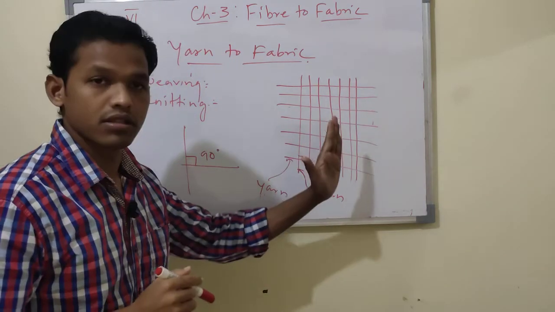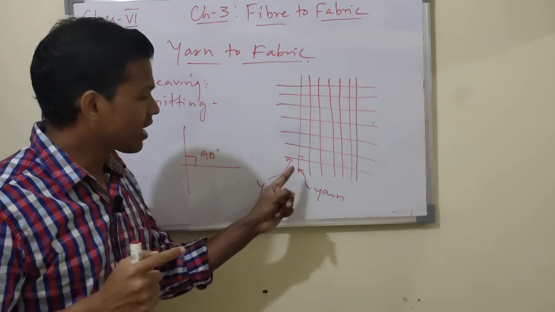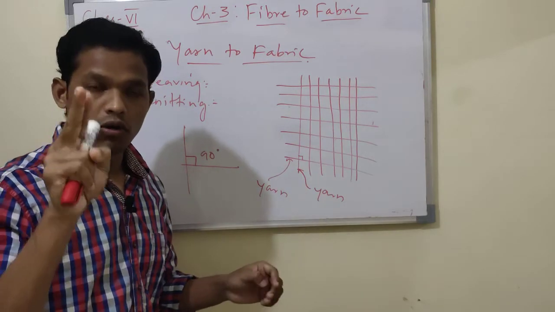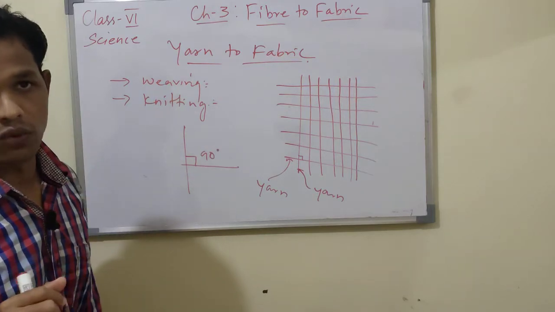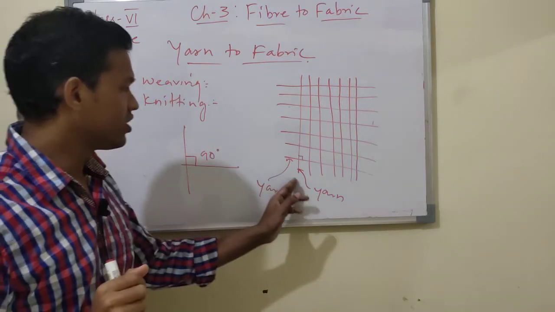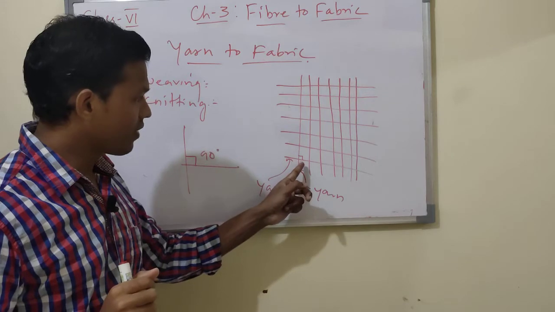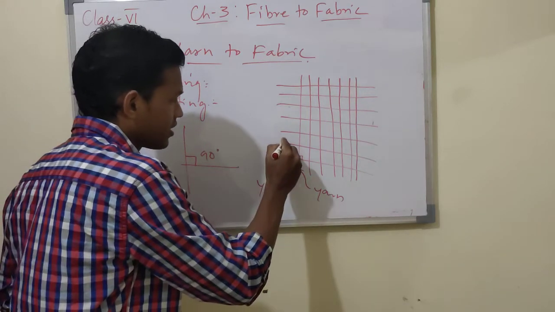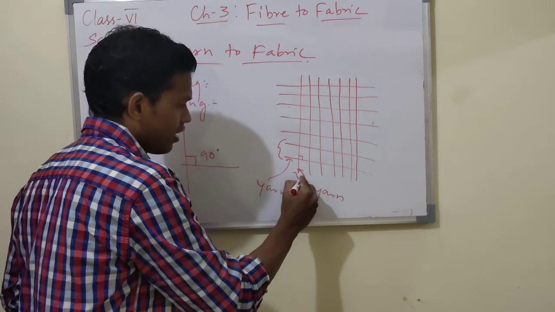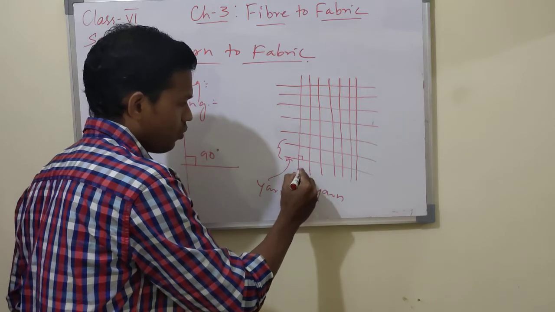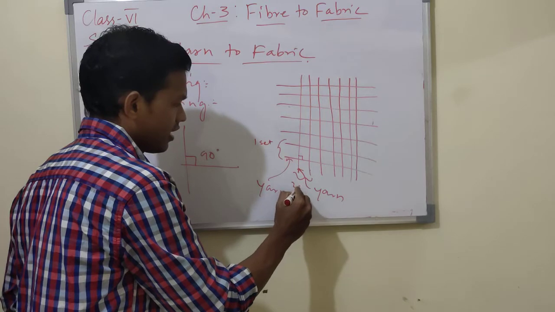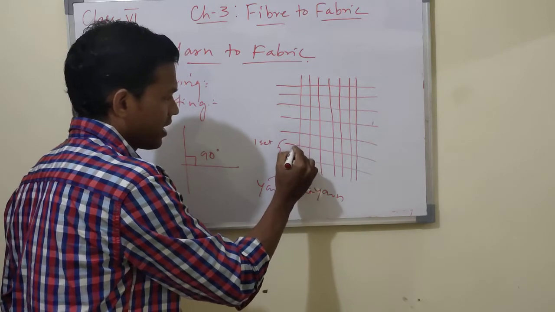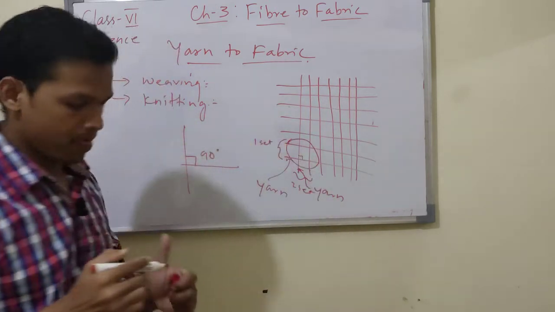There are many sets. So in order to make a fabric, at least two sets are required. So to make a fabric, how many sets? This is one set. This is another set. These two make one set each, and with these two sets the fabric can be made.